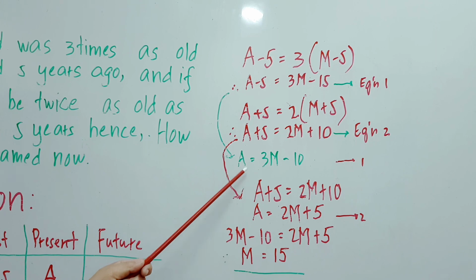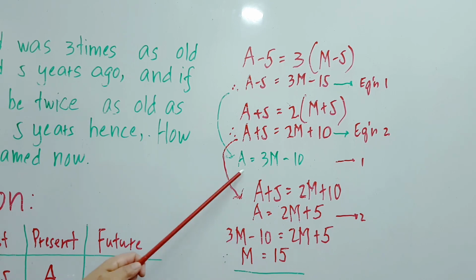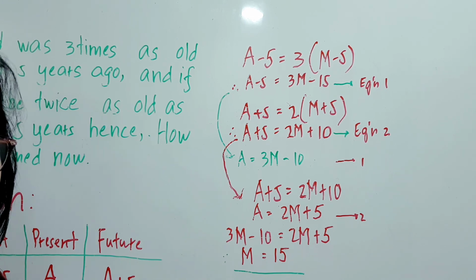So, we have two simplified equations now, A is equal to 3M minus 10 and A is equal to 2M plus 5. So, we can equate these two. Therefore, 3M minus 10 is equal to 2M plus 5. Solving this will result to M is equal to 15 years, which is the age of Muhammad now, 15 years old.